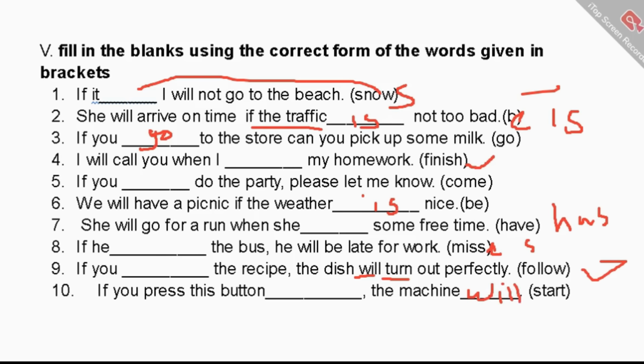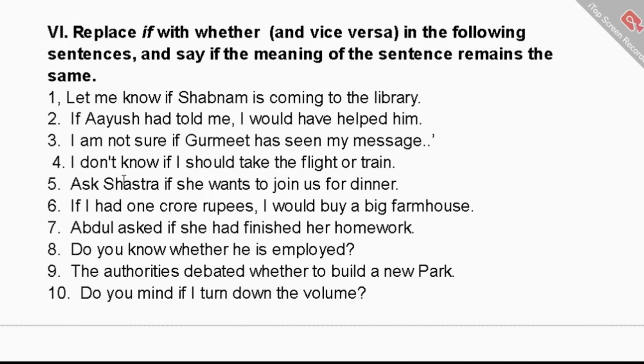Now the last bit: replace if with whether and vice versa in the following sentences and say if the meaning of the sentence remains the same. Now let's first of all see when we have to use if and when we need to use whether. So if is commonly used in conditional sentences when something depends on something else or something happening. For example, if it rains, we will stay indoors. And whether is also used in indirect questions, especially when there is a choice or two alternatives. Means, do you know whether she will come to the party?